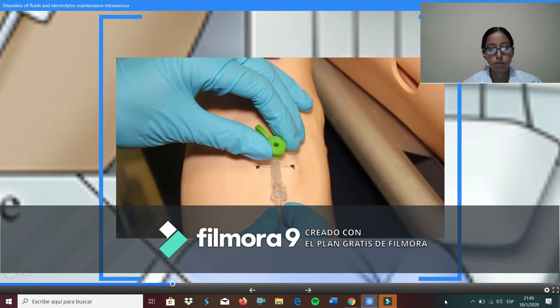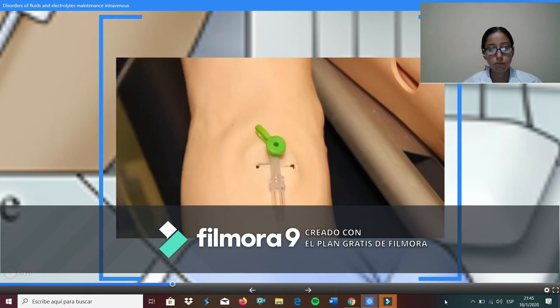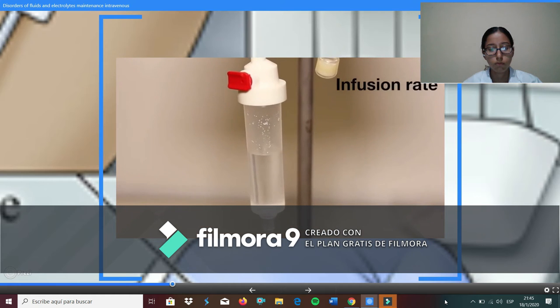Now attach the connector at the end of the giving set to the cannula, and we now need to set the rate of fluid delivery. This can be done by passing the tubing through a pump and setting the rate in milliliters per hour. Alternatively, you can set an approximate rate by adjusting the valve on the giving set to give an appropriate drip rate.